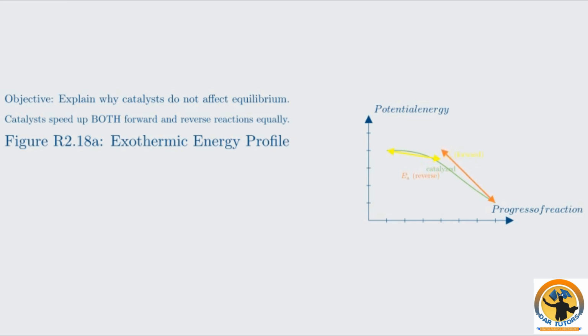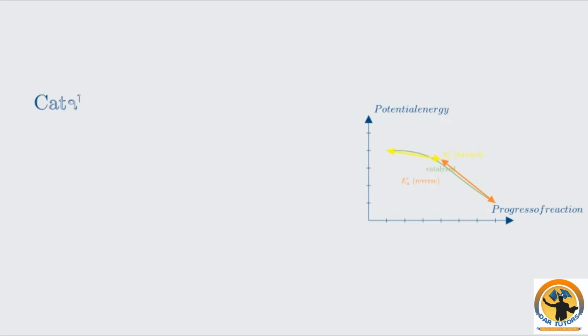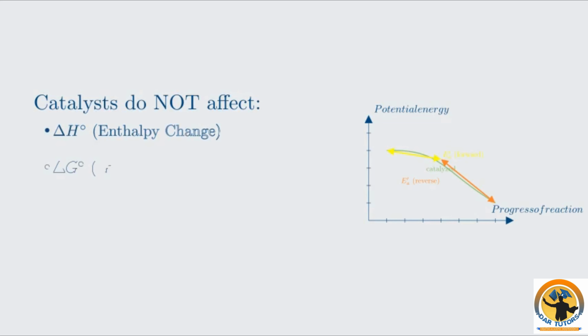Since both rates are increased equally, the equilibrium constant, Kc, and the final concentrations of reactants and products remain unchanged. A catalyst just gets you there faster. This is also why catalysts do not alter the enthalpy change, delta H, or the Gibbs energy change, delta G, for a reaction. These thermodynamic quantities only depend on the initial and final states, which are unaffected by the catalyst. A catalyst only changes the path between them.